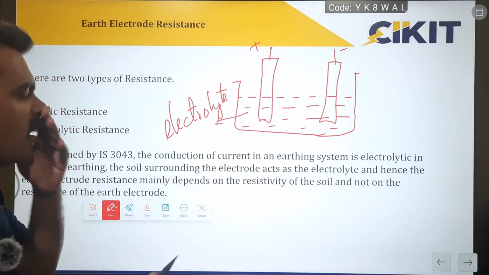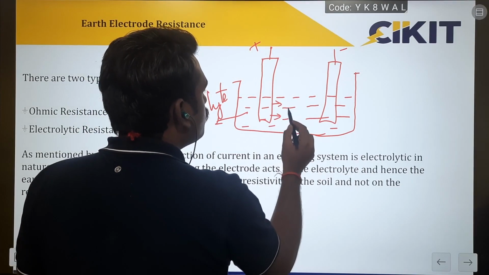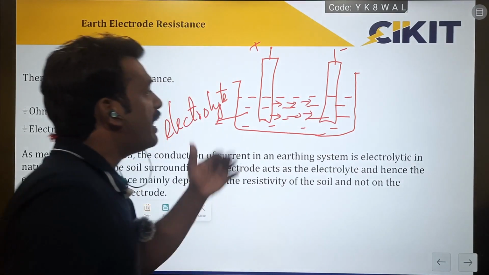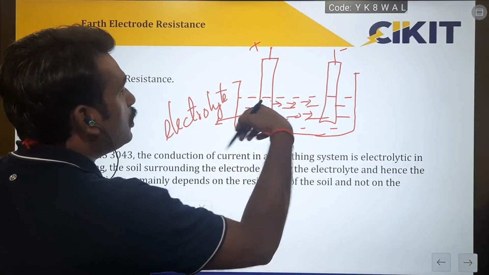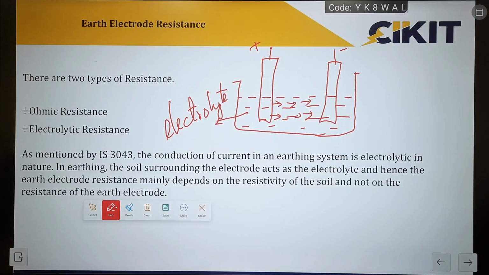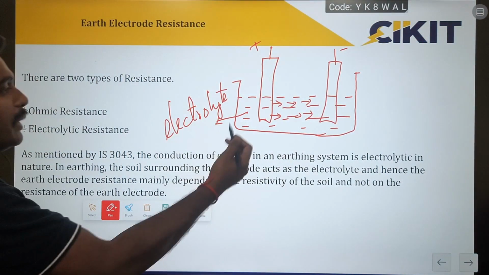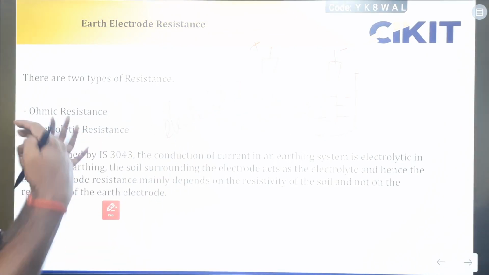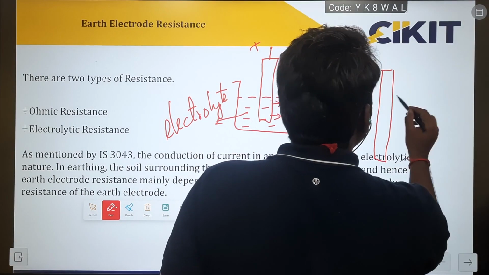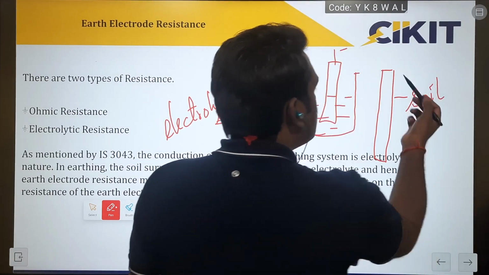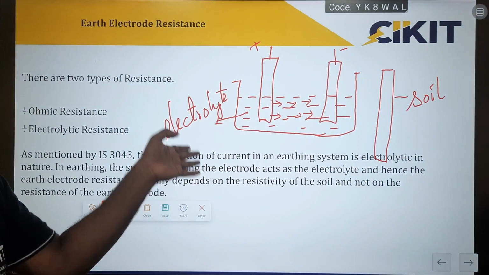In this kind of assembly, the flow of charges takes place from one electrode to the other electrode through the conductive medium. So here the conduction is taking place from one medium to another medium. This kind of resistance involves the resistance property of the conductor as well as of the electrolyte. This is how earthing also happens. In earthing also, the conduction is taking place from the earth electrode into the soil. So conduction is taking place from one medium to another medium.